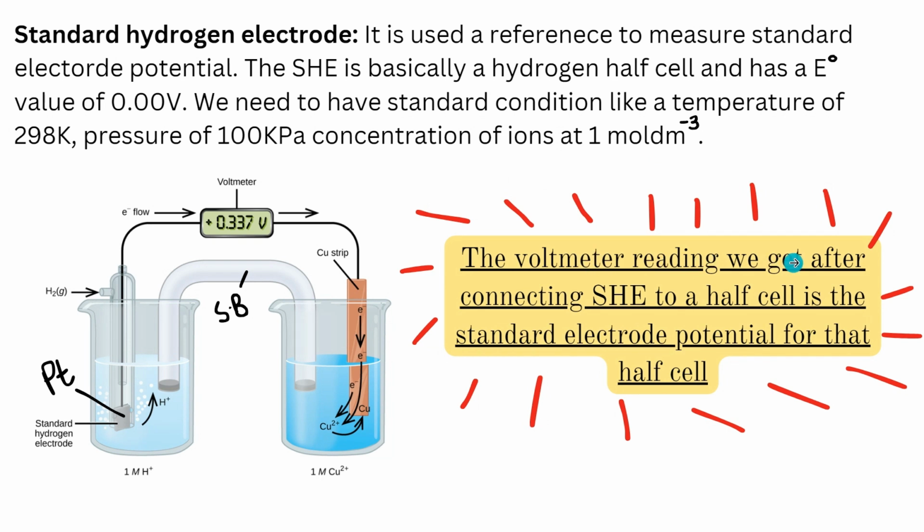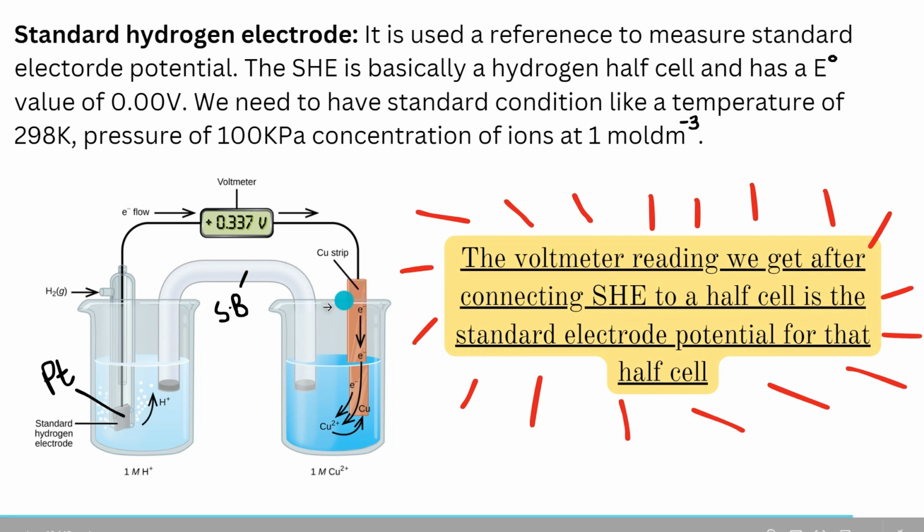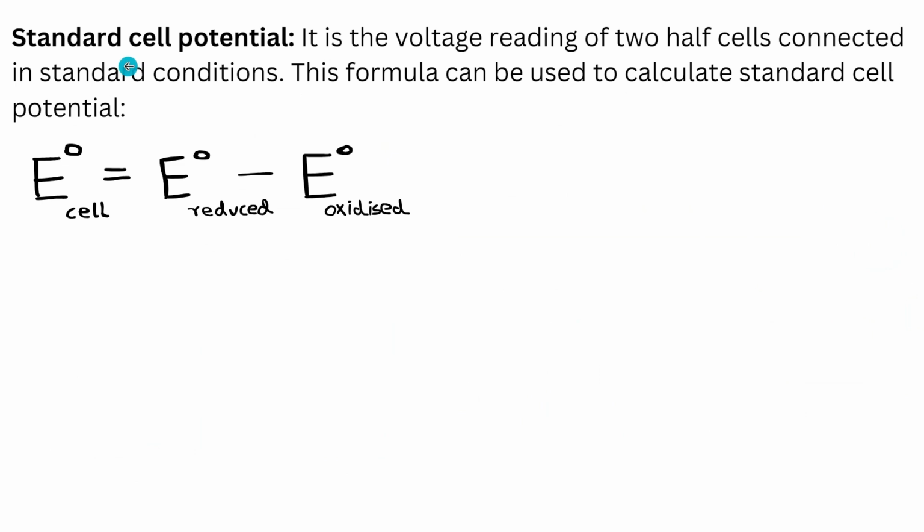The voltmeter reading we get after connecting the SHE to a half cell is the standard electrode potential for that half cell. So whatever value we get here after connecting this half cell with the SHE is the standard electrode potential value for this half cell. You can also calculate standard cell potential. It is the voltage reading of two half cells connected in standard conditions. This formula can be used to calculate standard cell potential: E° cell is equal to E° reduced minus E° oxidized. That's all.